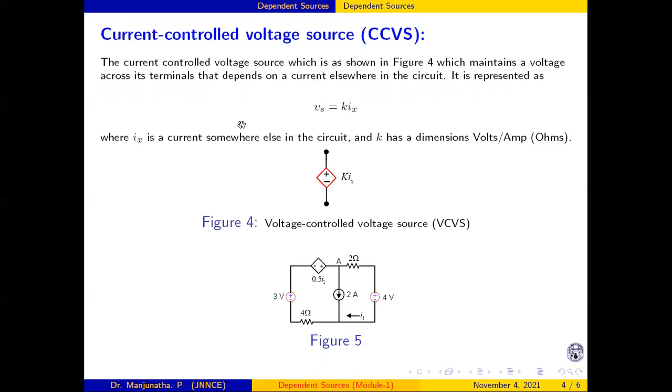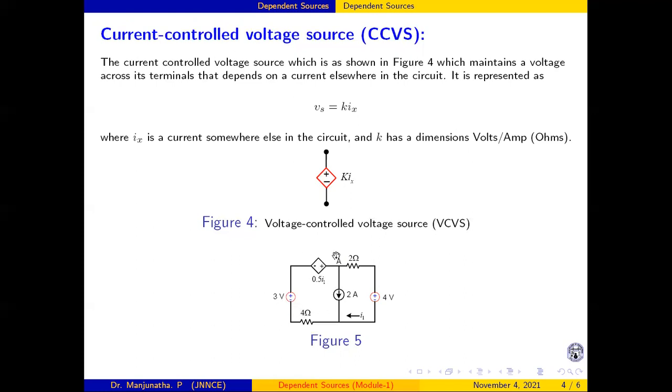Next one, current controlled voltage source. It is also a type of source, but now it depends on the current. The current controlled voltage source, as shown in this figure, maintains a voltage across its terminals that depends on a current elsewhere in the circuit. It is represented as Vs = K times Ix, where Ix is a current somewhere in the circuit and K has dimensions of volts per ampere, ohms. This is the symbol.